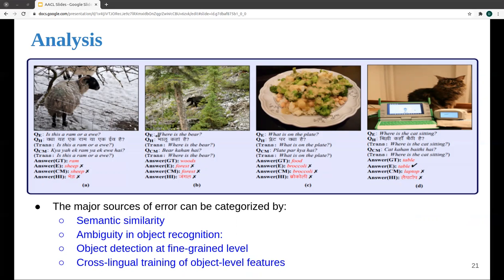For example, in the second example in this figure, the question is where is the bear? Our model predicts forest as the answer. However, the ground truth answer is woods, which is semantically similar to forest and is a reasonable answer.